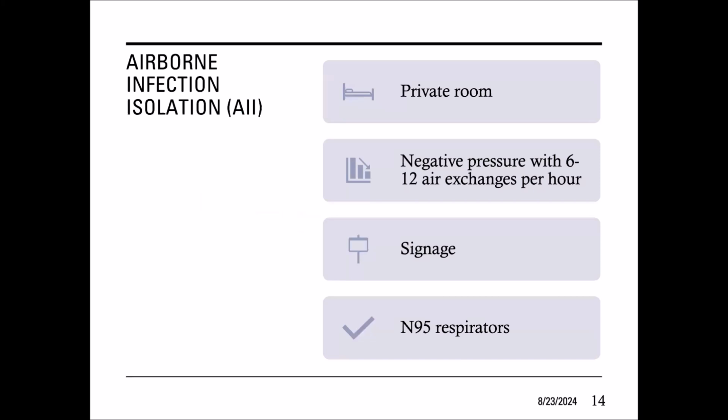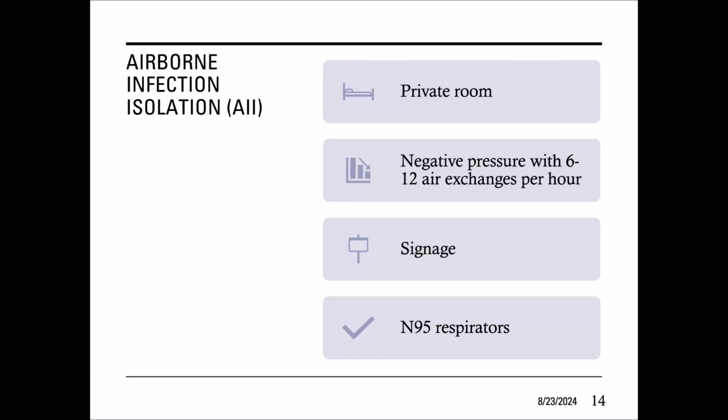Now, putting someone in isolation, or airborne infection isolation, which some hospitals call AII, involves putting the patient in a private room. You want to have special ventilation with negative pressure so that the air in the patient's room does not drift down the hallway into other patients' rooms. It's going to be removed out the ceiling and filtered.